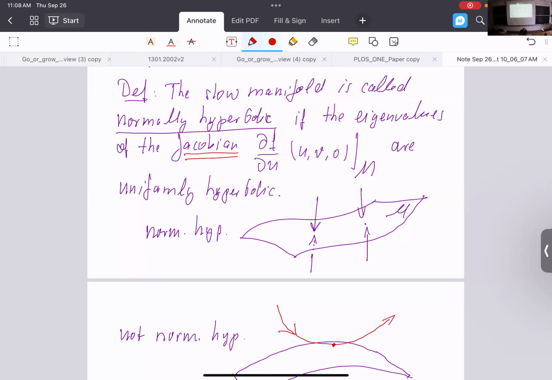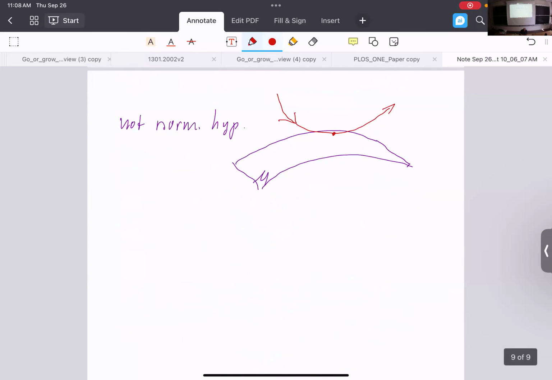Once we have this in place, we can finally write down the Fenichel theorems. There are 2 of them. So Fenichel 1.